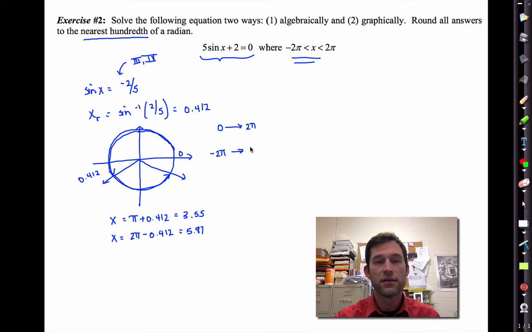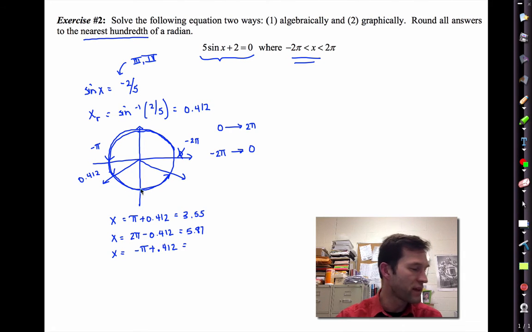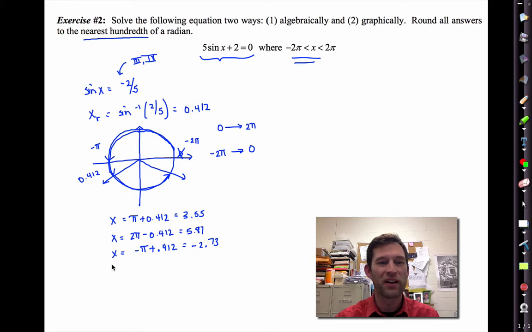The question is, how do we get these from negative 2 pi to 0? Well, there's a bunch of different ways that you could do it. One way is you could say, forget about that, let's just assume I'm at negative 2 pi. Now let's travel around. By the time you've gotten to here, you're at negative pi, and then you go another 0.412. So one of the angles would be negative pi plus 0.412, right? Because we're not going to quite have a full negative pi, and in fact, that's going to give me negative 2.73. Sorry, I'm not wearing my glasses.